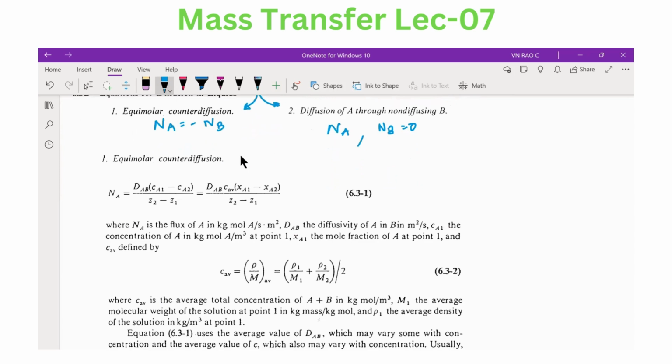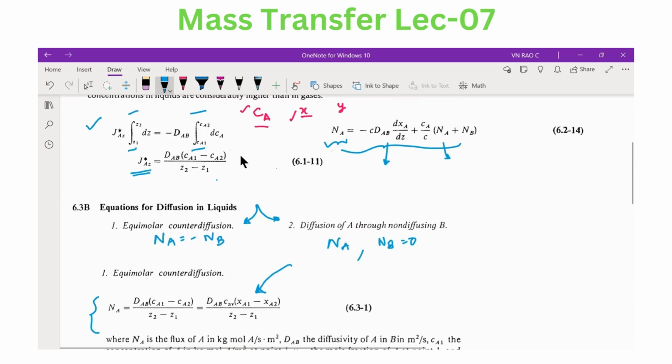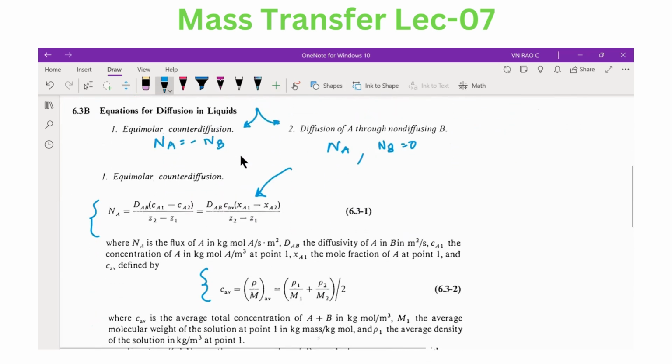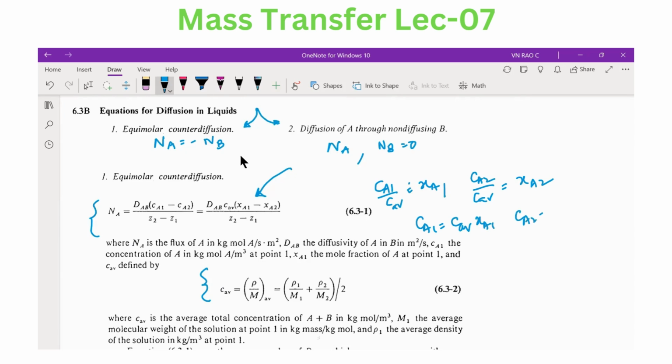So in the case of equimolar counter diffusion, we actually utilize this equation. You can see this is N_A, and when I say counter diffusion, that means N_A is equal to minus N_B. So this total term will vanish, and upon integration and separation, we will be left with this type of equation. That is nothing but N_A is equal to D_AB (C_A1 minus C_A2) divided by (Z2 minus Z1). If I write this C_A1 and C_A2 in terms of mole fractions, C_A1 by average total concentration is equal to x_A1, C_A2 by average concentration is equal to x_A2, right? So I convert C_A1 as C average into x_A1 and C_A2 as C average into x_A2.